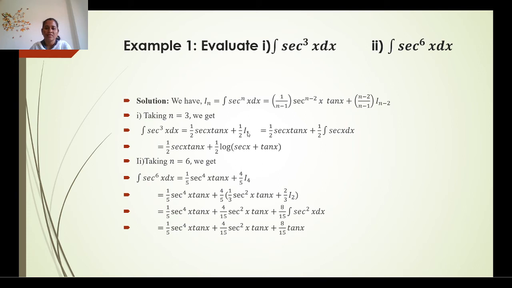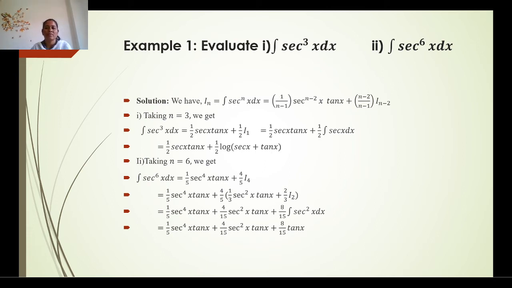We get this equation: 1 by 2 secant x tan x plus 1 by 2 I1. So again evaluate I1. 1 by 2 secant x tan x plus 1 by 2, what is I1? That means n is equal to 1. Here in the place of n write 1. That is the integral of secant x dx. Already we know the integral of secant x: it is log of secant x plus tan x. That is the required solution for the first problem.